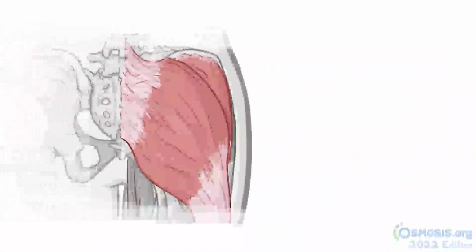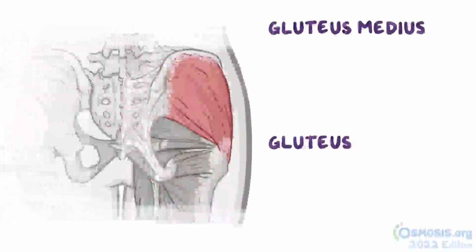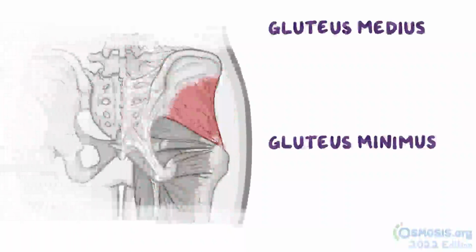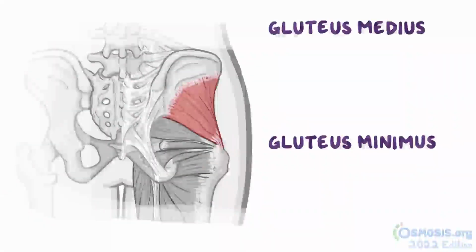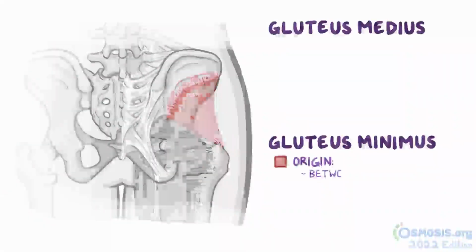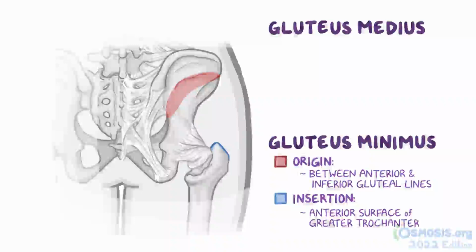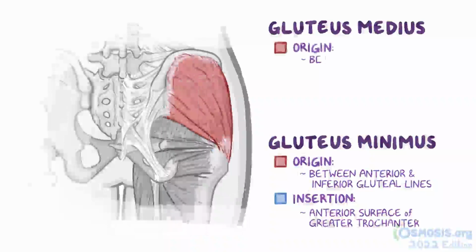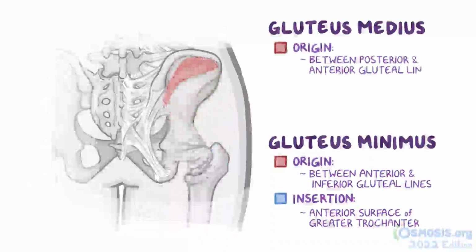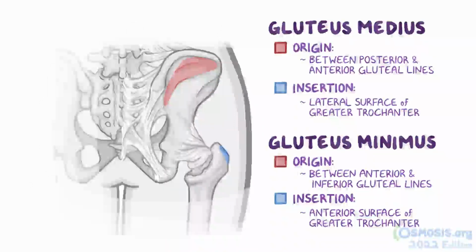Now, deep to the gluteus maximus are the gluteus medius and minimus. These two muscles are both fan-shaped, and they both originate on the external surface of the ilium. Specifically, gluteus minimus originates between the anterior and inferior gluteal lines of the surface, and it inserts on the anterior surface of the greater trochanter of the femur. The gluteus medius, on the other hand, is between the posterior and anterior gluteal lines, and inserts on the lateral surface of the greater trochanter.